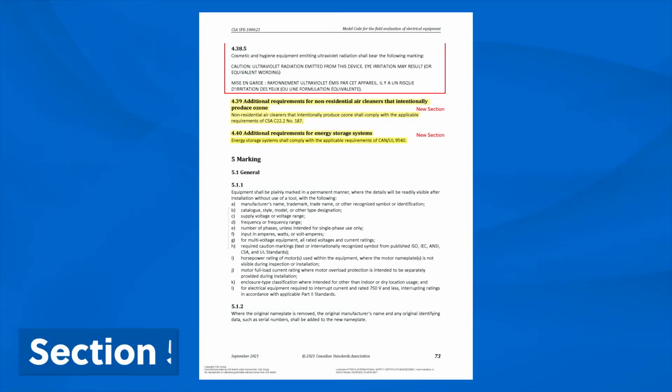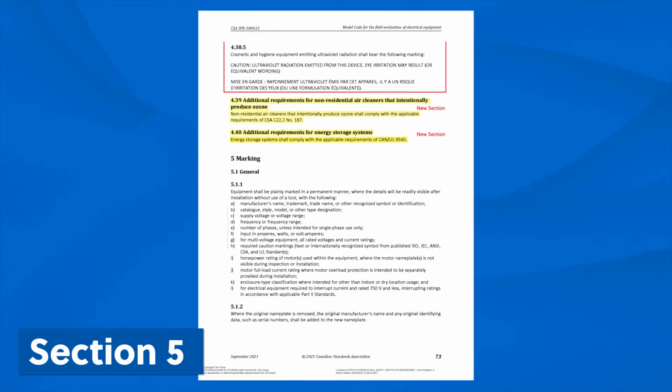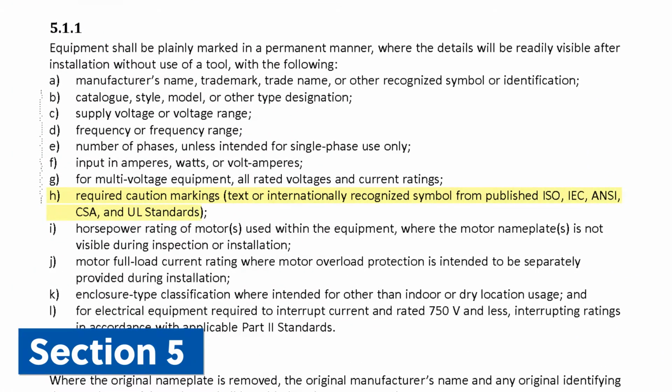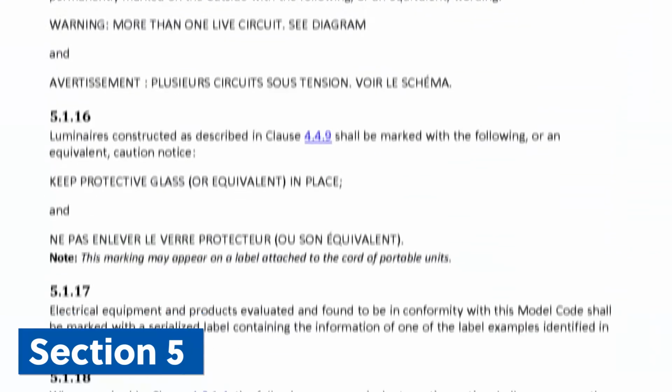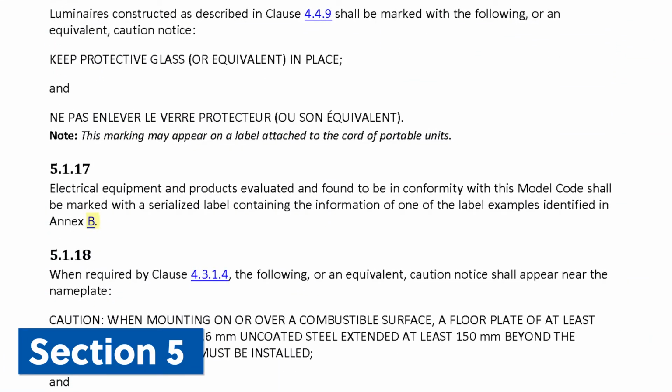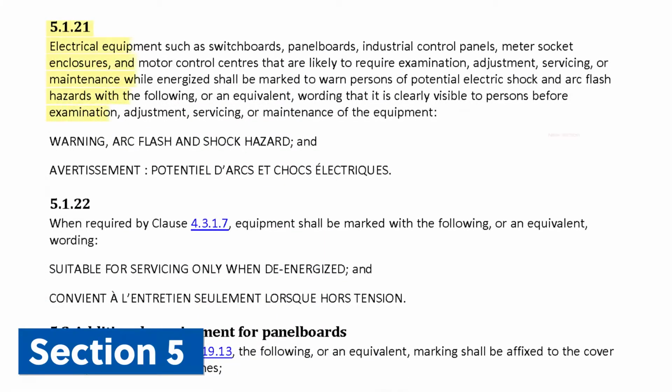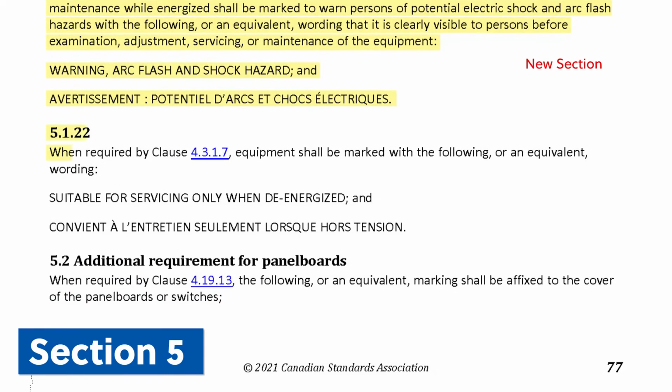That brings us to the marking section. And in the marking section, there is this, which is further clarifying text and updated references in numerous locations. This new requirement here is in regards to arc flash labeling. This new labeling requirement here is in regards to the previous new paragraph in Section 4 regarding servicing.